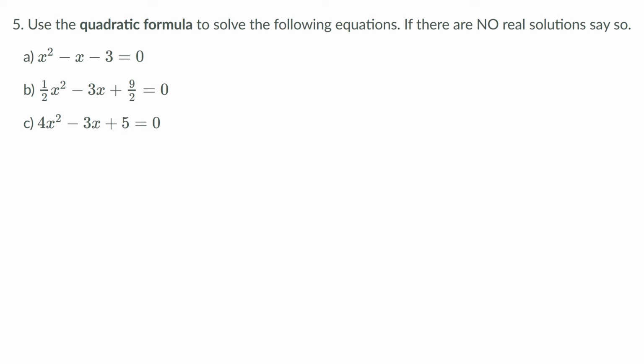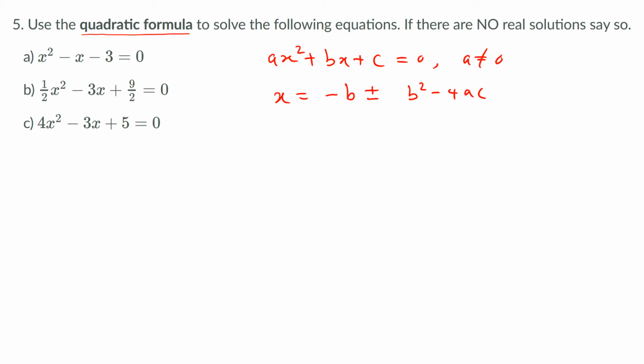So what it says is to use the quadratic formula. Use the quadratic formula to solve the following equations. So what is the quadratic formula? When you have ax squared plus bx plus c equals 0 with a not equal to 0, the formula says that the solutions are given by negative b plus or minus the square root of b squared minus 4ac, whole thing divided by 2a. Since we divide by a, we want to make sure that a is not equal to 0. That's the quadratic formula. So we can use this formula to solve our problem.